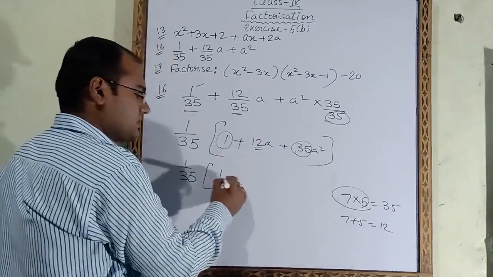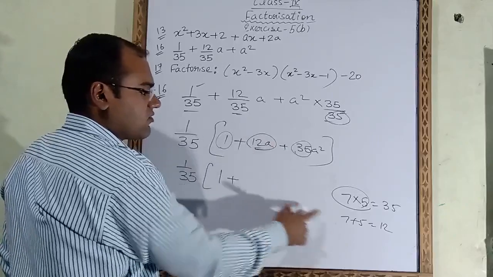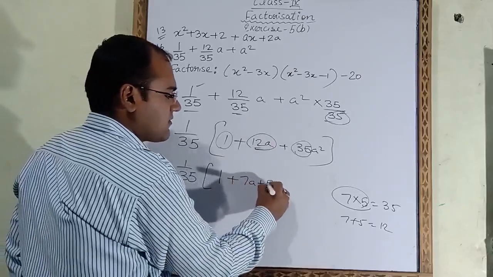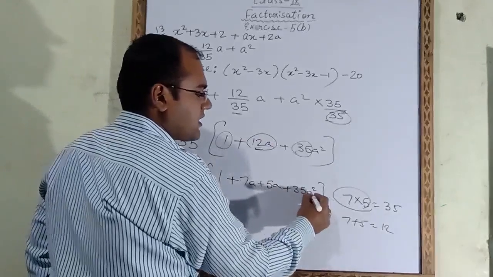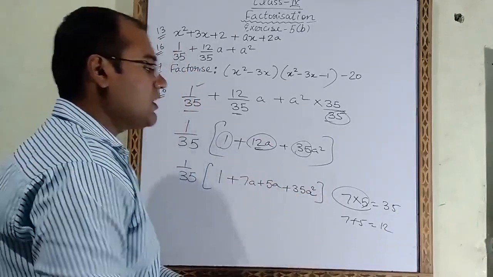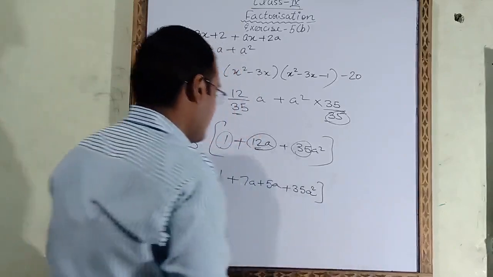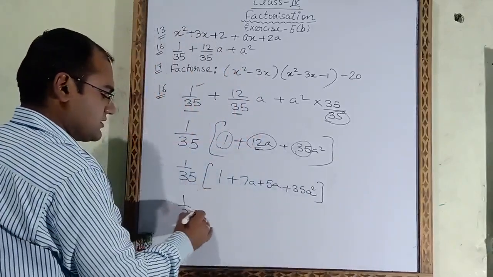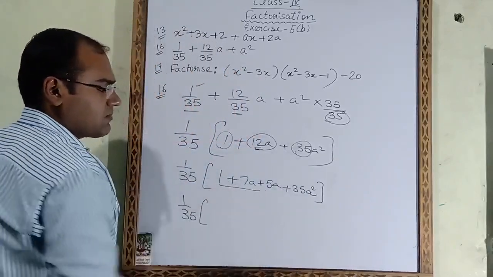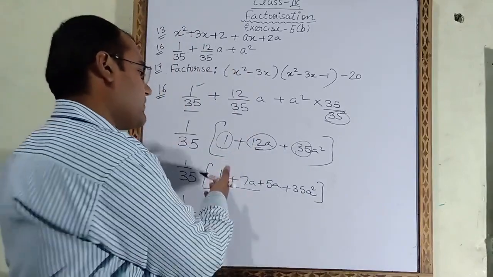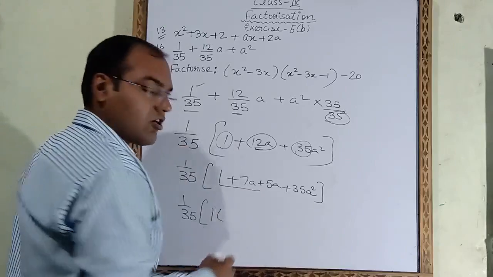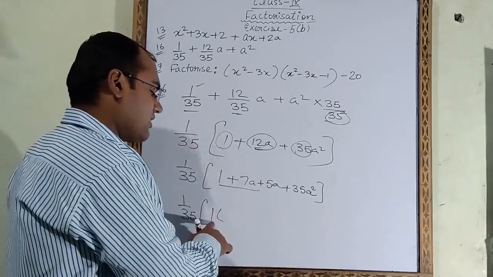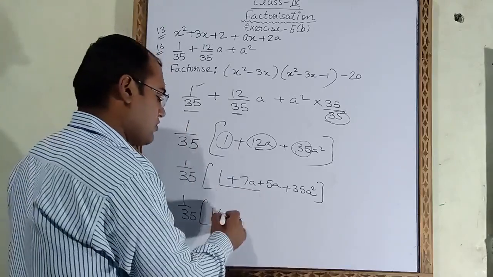So 1 will be as it is. Instead of 12a, what you have to write? 7a plus 5a. And this plus 35a square we have to write as it is. Now next step is 1 upon 35 we have to write as it is. From these two numbers we will take common. But here it is 1 and here it is 7 and nothing is common, so we will take 1. We will take 1 common, and whenever we take 1 common, same thing we have to write in the bracket.